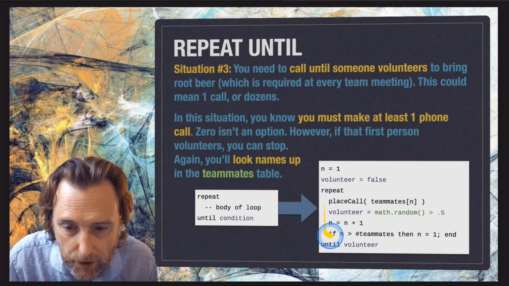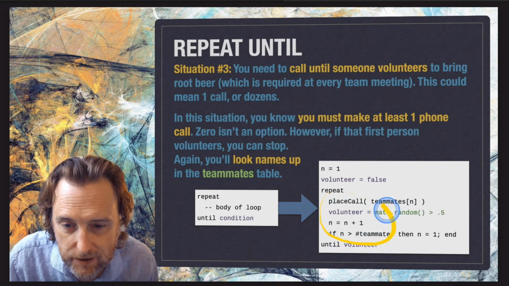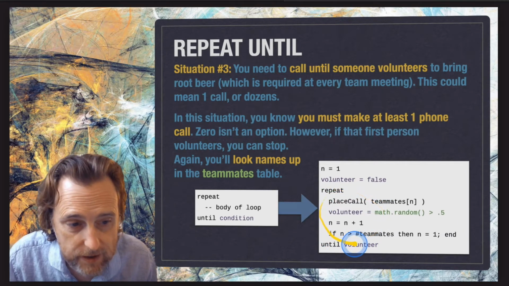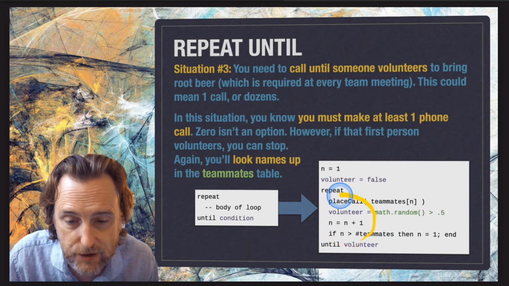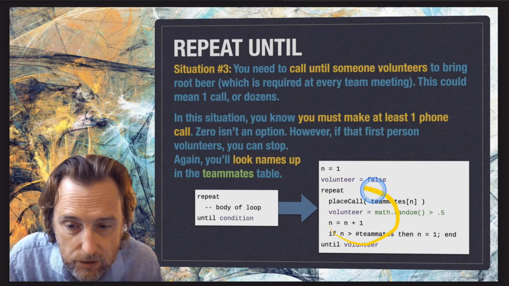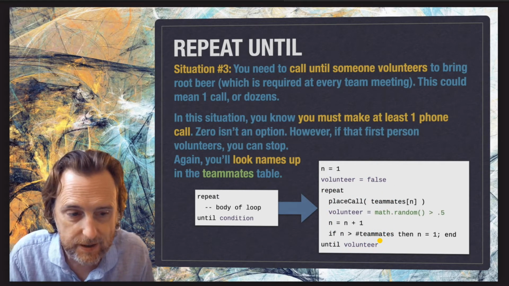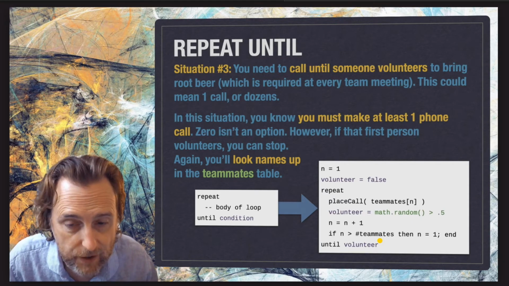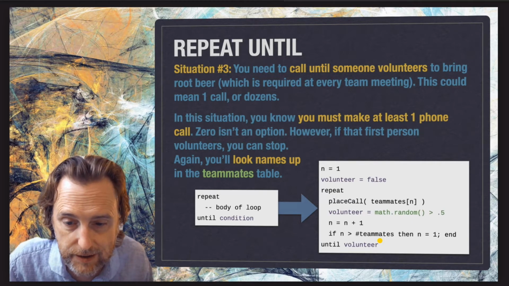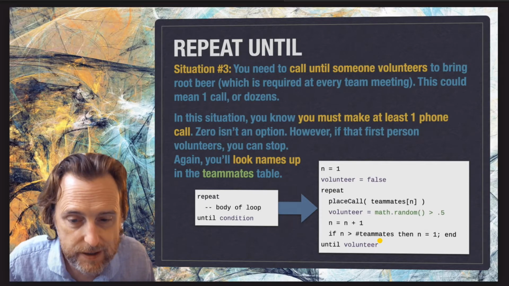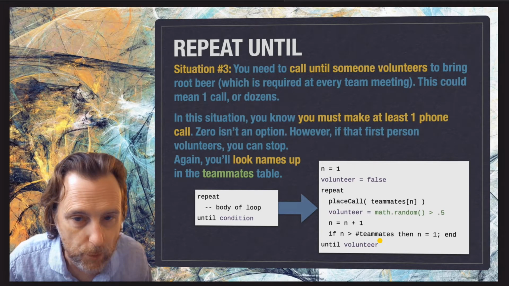This code will run one time no matter what. If that's not what you want programmatically, then you should not use repeat until. Could you make it work? Yes. But if it's a 0 or more scenario, that's not what repeat until is designed for. Repeat until is designed for a 1 or more repetition.